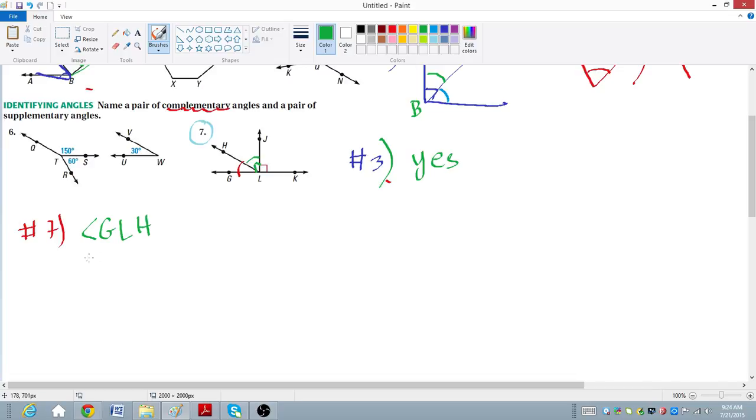So I could say angle GLH and angle HLJ. So that's a complementary angle. Now let's do a supplementary angle. Two angles that add up to 180. Well, I know that this blue angle right here is 90, plus this red angle right here, adds up to 180.